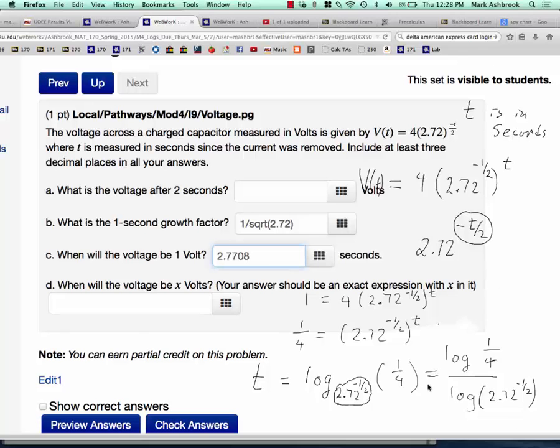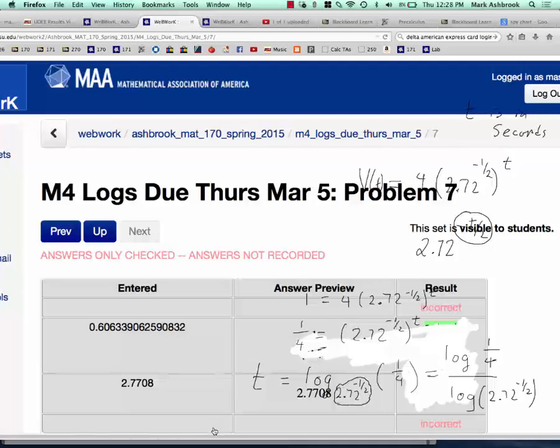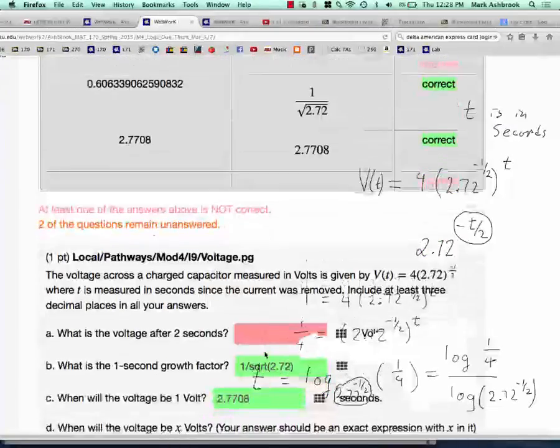.7708 is what this equals right here. Just make sure those two are right. Got them.